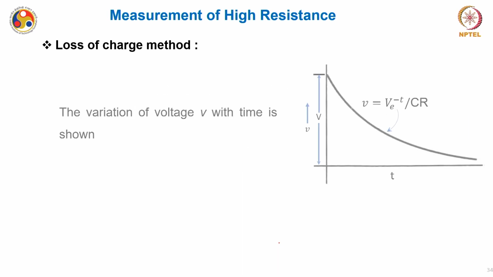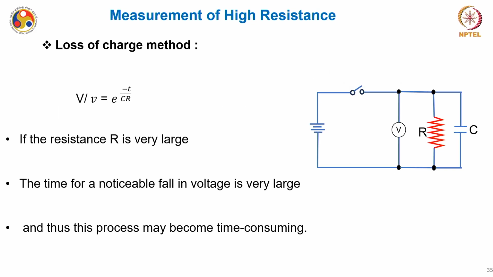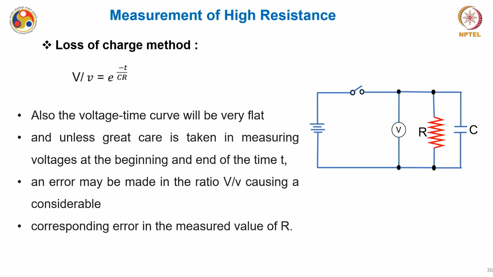the insulating resistance. Now the variation of the voltage v with time can be simply shown by this particular equation, where this v is varying like this. So this is V e power minus t by RC. This capital V, which was the battery EMF, divided by this voltmeter reading, is equal to e power t by RC. And if the resistance R is very large, the time for a noticeable fall in the voltage will be even larger, because the resistance is very large.